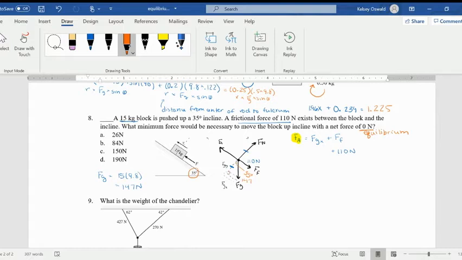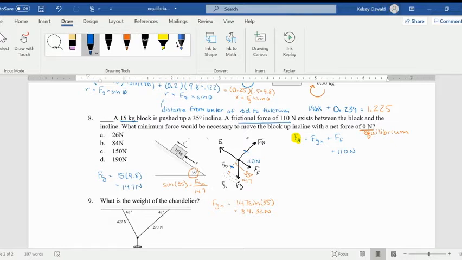Okay. So now if I know my hypotenuse and I know my angle, and I'm trying to find the opposite side, I can use sine of 35 is equal to FGX over my hypotenuse or my force of gravity of 147. So if I want to find my force of gravity in the x direction, all I have to do is multiply each side by 147. And I'll find that my force of gravity acting downhill or in the x direction is going to be 84.32 newtons.